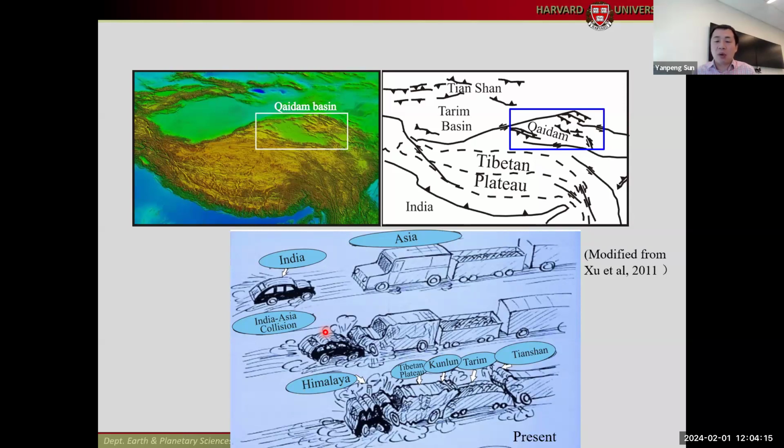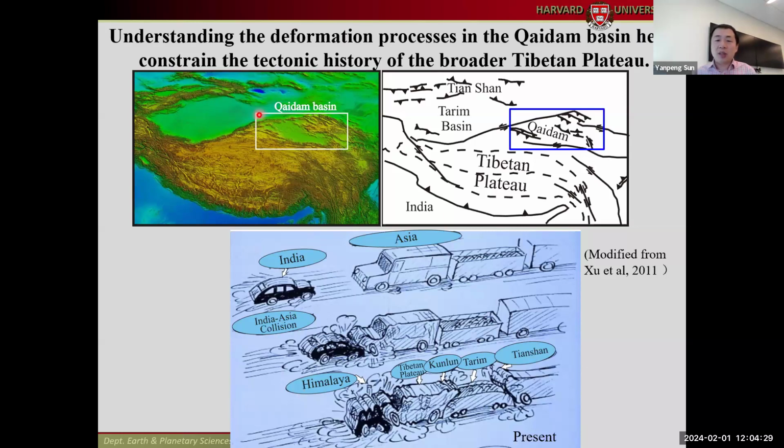The collision has continued up until now, so both the Himalaya and the high plateau itself, including some of the mountain ranges even outside the plateau proper, further to the north, are all affected by the India-Eurasia collision. So understanding the Qaidam Basin in the northern part of this plateau will help us constrain the tectonic history of this broader plateau deformation.